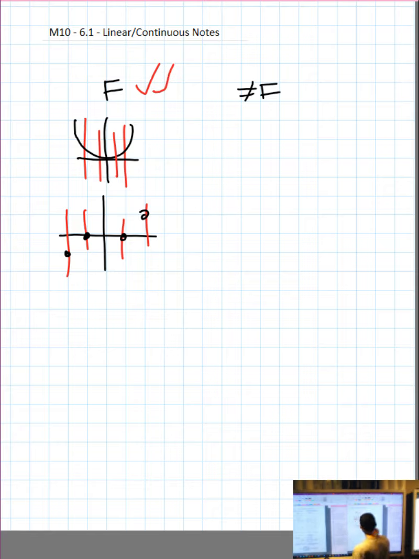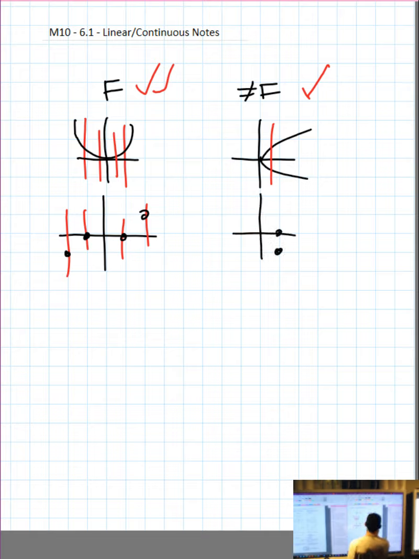Okay, not a function. So let's take a look at a sideways parabola, a square root function. Well, it immediately fails. Not a function. Okay, so again, what if we have some points that are on top of each other? Well, it fails right away. Not a function.